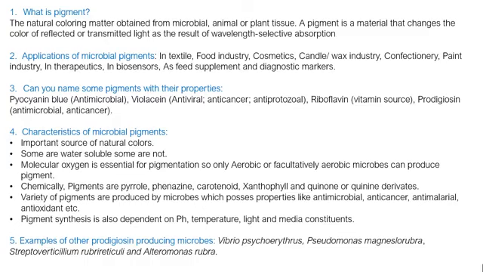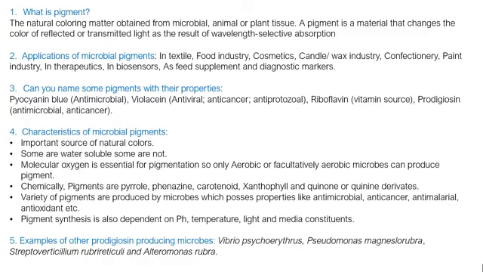Then can you name some pigments with their properties? Okay, so here you need to name the pigment and its properties. For example, pyocyanin blue has antimicrobial properties. Violacine has antiviral, anti-cancer, antiprotozoal property. Riboflavin is a good vitamin source. Then prodigiosin has antimicrobial and anti-cancer properties. Okay, so these are some examples I had listed. You can go for any other examples also, that is okay. There are many examples of pigments and their properties. Okay, so the one which is easy to remember for you, you can answer that.